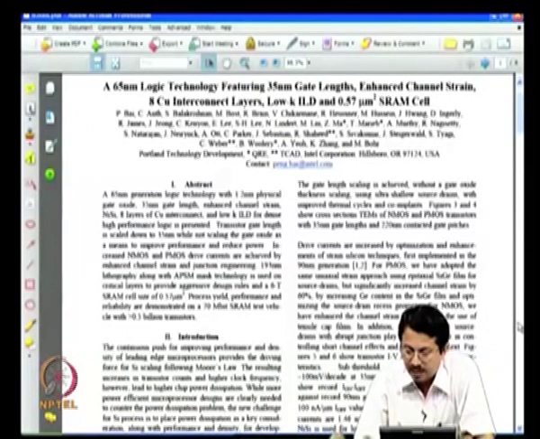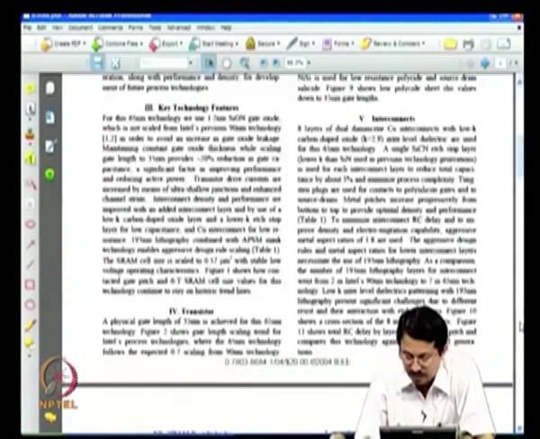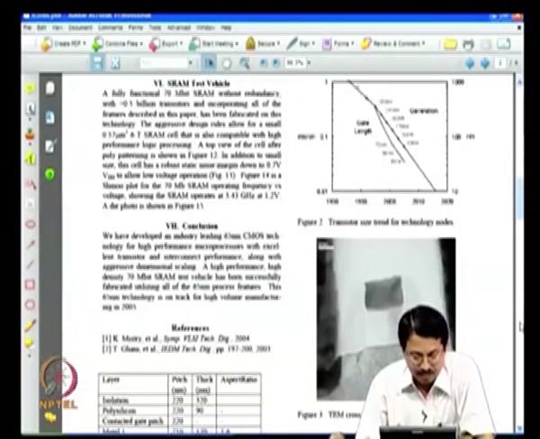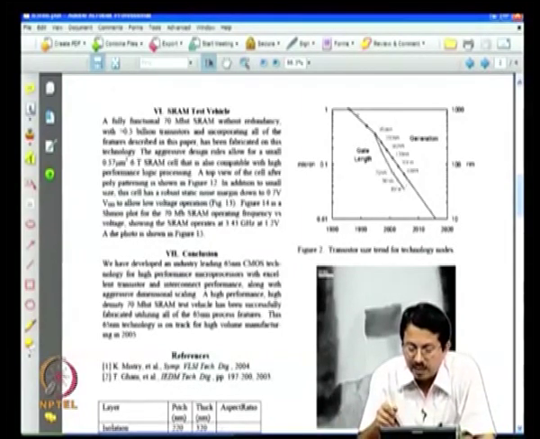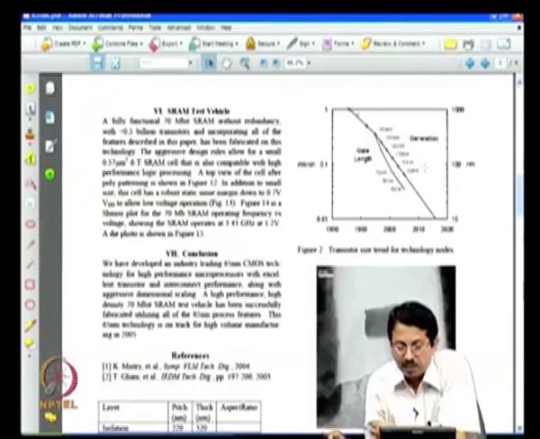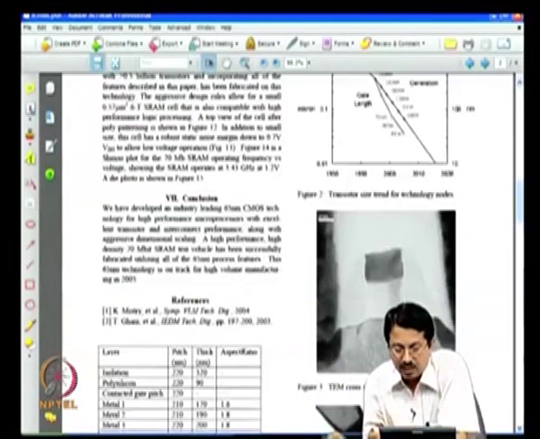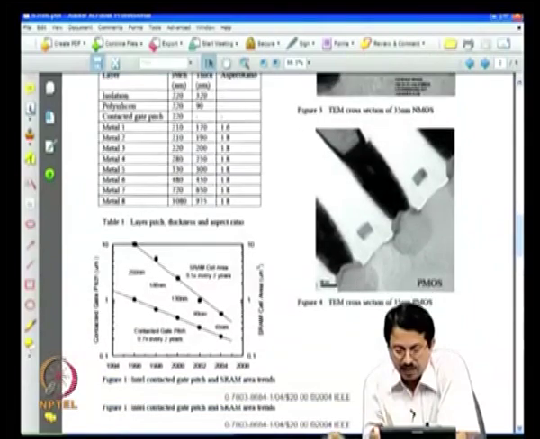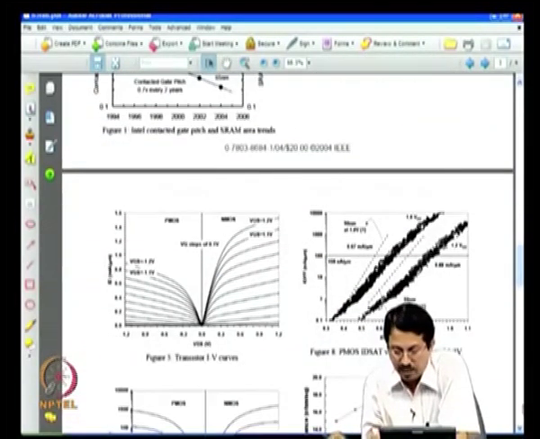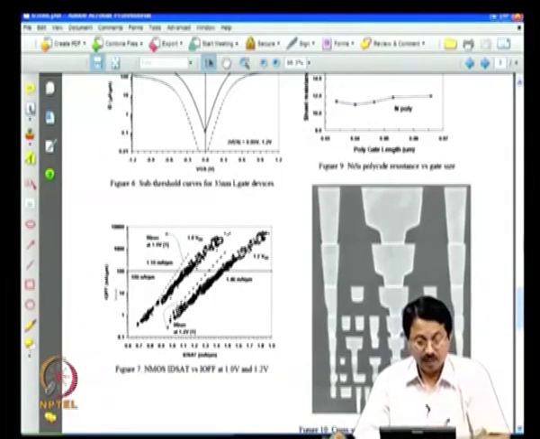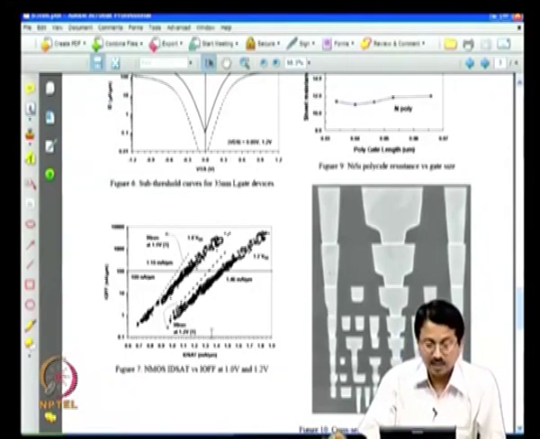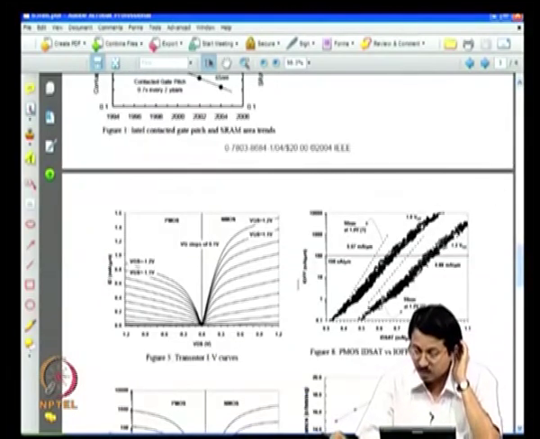Let us see if there is anything that I want to highlight here. Okay, so this is a typical trend. On a 65 nanometer technology the gate lengths are 35 nanometer. This is a typical cross section of a transistor, N and P channel transistor. ID VDS characteristics and subthreshold characteristics. This is off current versus on current, typical DC performance metric, and this is the same for PMOS transistor.